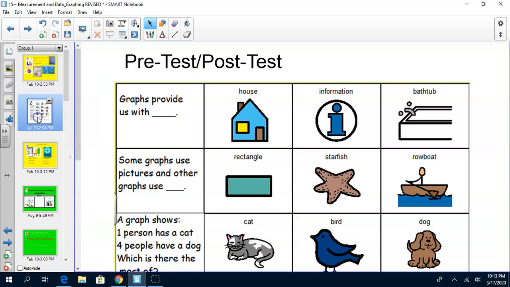So let's get started. We have some comprehension questions that you can be thinking about as we go through the lesson. Think about what graphs provide us with. Some graphs use pictures and other graphs use blank. A graph shows one person has a cat, 4 people have a dog. Which is there the most of? So these are just some different things to think of.